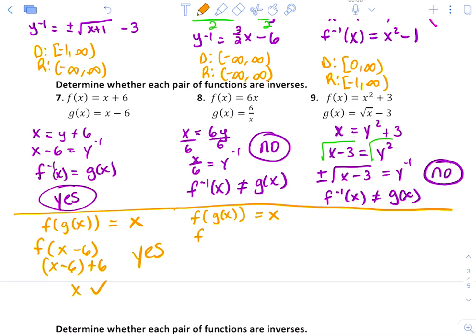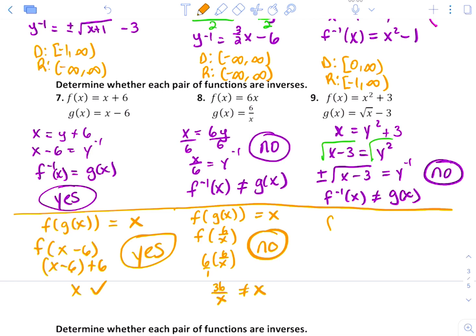So this means to do f of 6 over x. And then if I substitute that in, this is 6 times 6 over x. So I would assume that that 6 is over 1, and then we're multiplying straight across. So this is going to be 36 over x, which does not equal x. So my answer to this would be no.